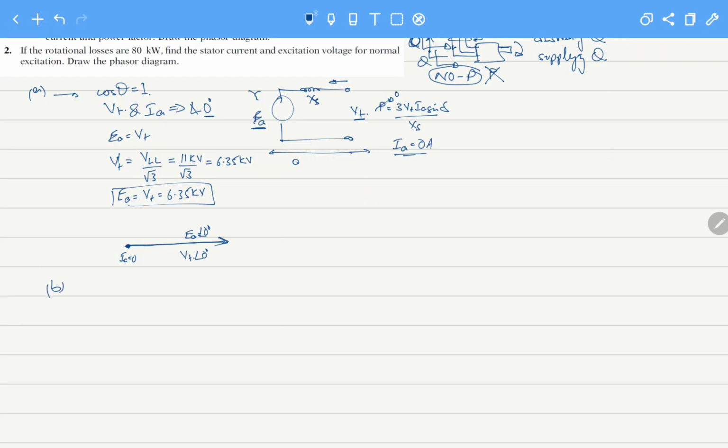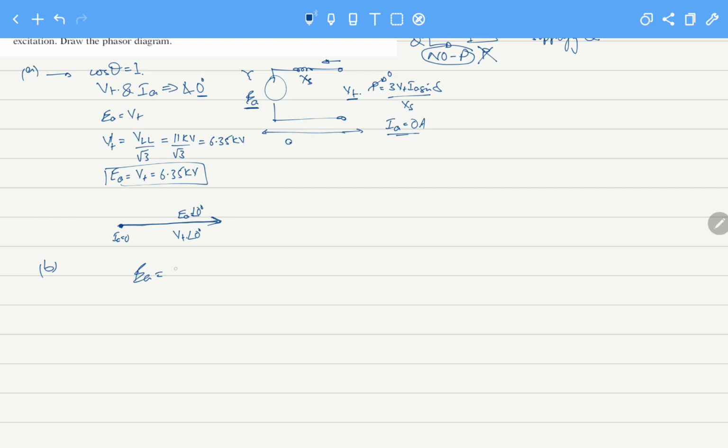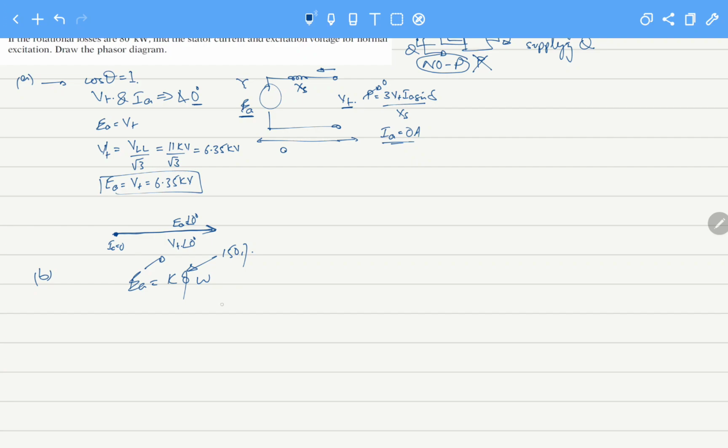Okay, so for part B, we know that Ea equals K phi omega. So if this is increased 150%, this will also increase 150%. In the above circuit, Ia is actually equal to Vt angle 0 degrees minus Ef angle 0 degrees, because both are in the same phase, over jXs. Both are in the same phase.